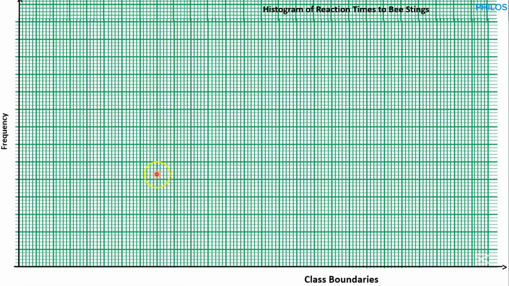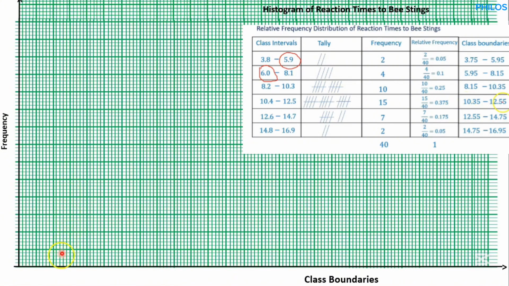Now when you check the frequency table, the highest frequency is 15, isn't it? So we have to make sure we get up to 15 and more. Let me check if I should make this whole box 1. So 1, 2, 3, 4, 5, 6, 7, 8, 9, 10, 11, 12, 13, 14, 15. Mine will be up to 15. If it's not up to, you shouldn't make it 1, you should make it something like 2, 4, 6.